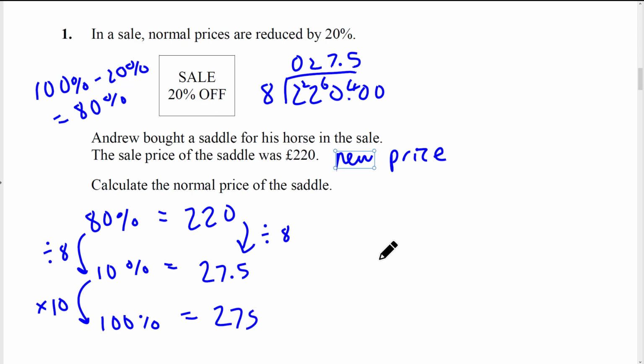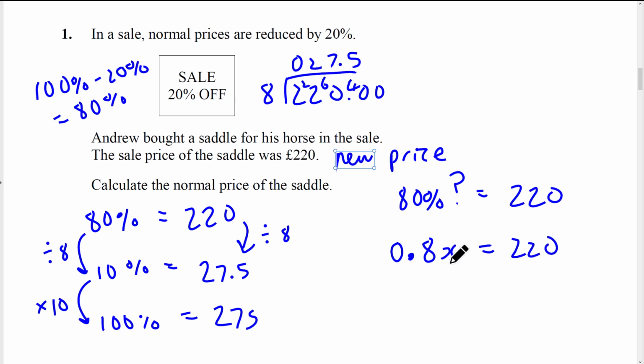Now the easiest calculator method is to think, well, 80% of the price, 80% of a mystery price, question mark, which we can just call X, equals 220. Right, so as a decimal, that's 0.8. You can say 0.8 X equals 220. X is the original price. And then we know what to do here to find X. Divide by 0.8.